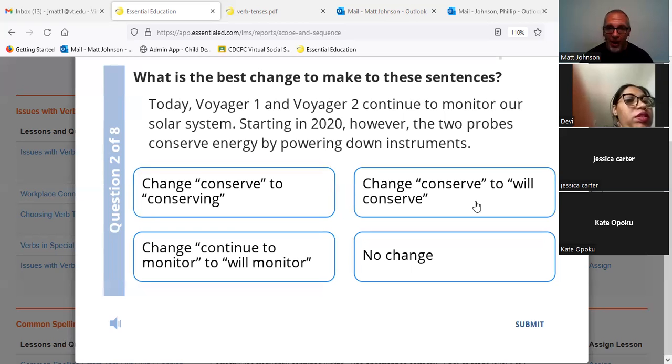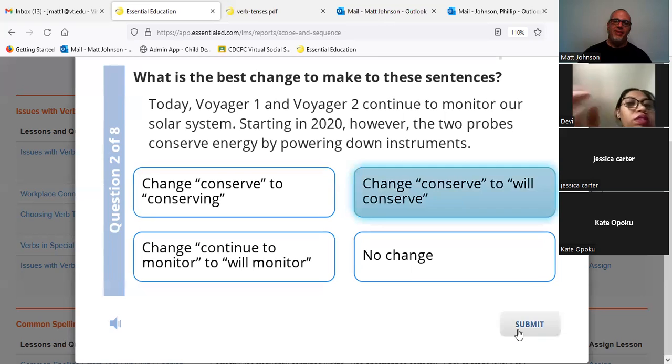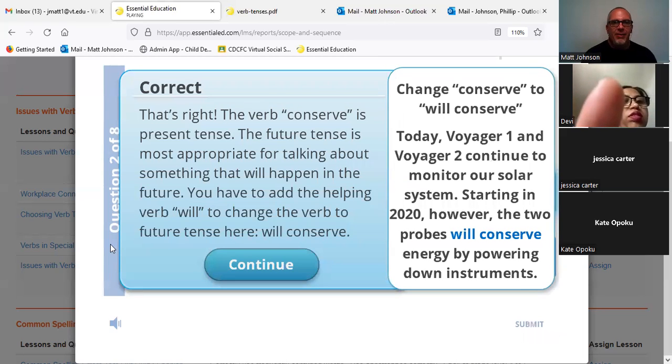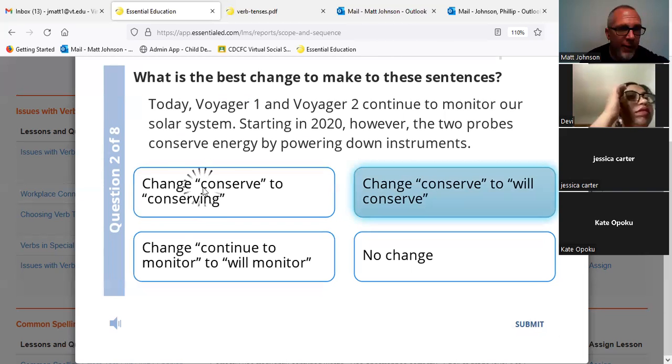Make sure I'm on the right one this time. Yes. Yeah, so conserve by itself is just present tense. So when we're talking about action that's going to happen in the future, we want to use will conserve.